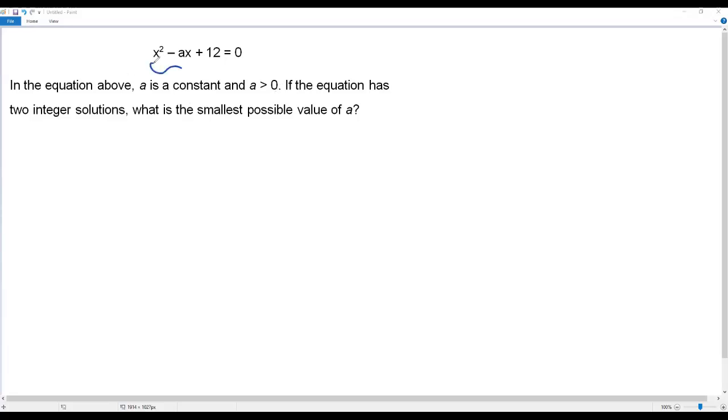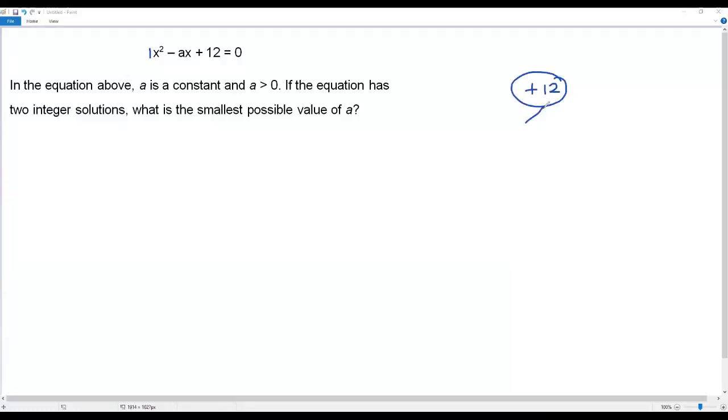Now we have a quadratic equation. If I want to solve this quadratic equation by factoring, what I will do is multiply the constant term, positive 12, by the coefficient of x². In this case, it's 1. So 1 times positive 12 is positive 12.